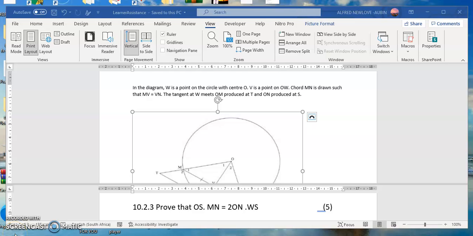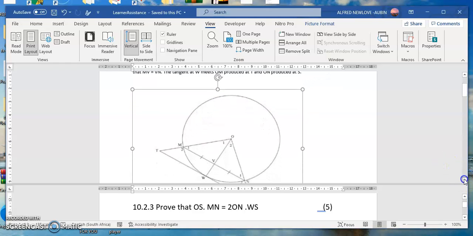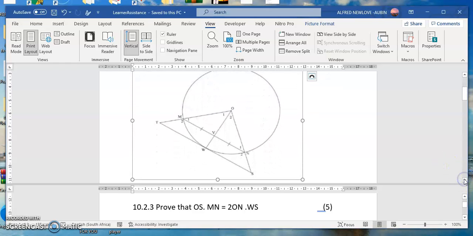I just want us to look at this question which one of the learners brought on Euclidean geometry. It says in the diagram, W is a point on a circle with center O. So this circle, V is a point on OW. So we have V on OW. Where is V? This one, OW. So this is V.